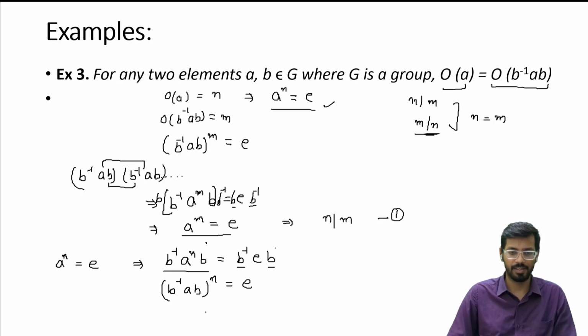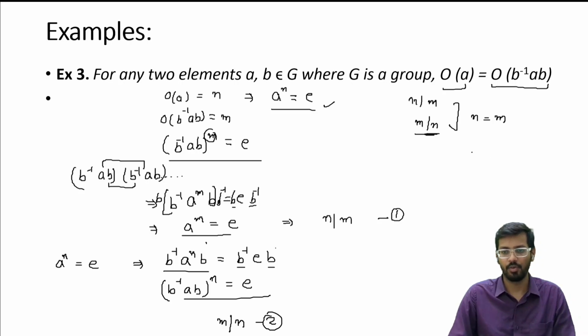तो फ्रॉम दिस वी कैन से, बिकॉज हमने यहाँ अज्यूम किया है कि ये n लीस्ट पॉजिटिव इंटीजर है, जिसके लिए ये इक्वेशन सेटिस्फाई हो रही है. यहाँ से हमें m के लिए भी सेम इक्वेशन मिल रही है. So that means that n divides m. Take it equation 2, and from equation 1 and 2, we can say n is equal to m. That means order of A is equal to order of B inverse AB. Hence proved.